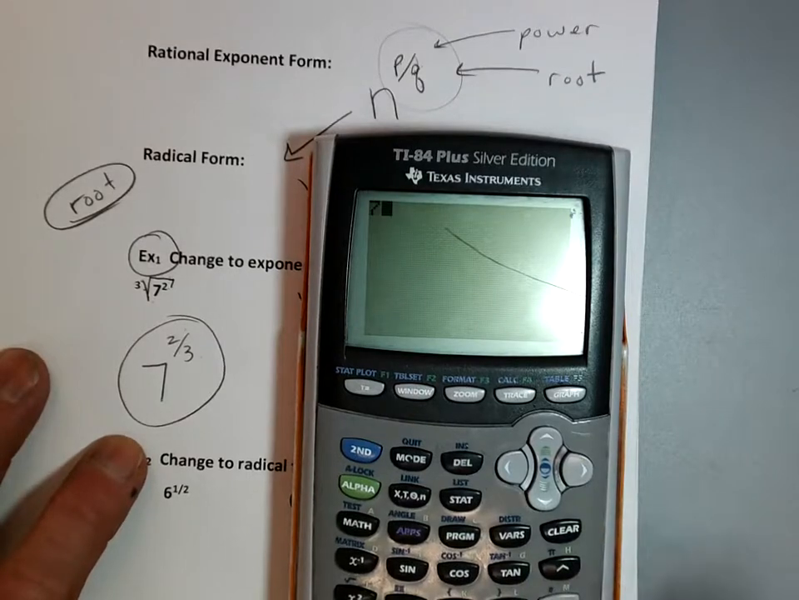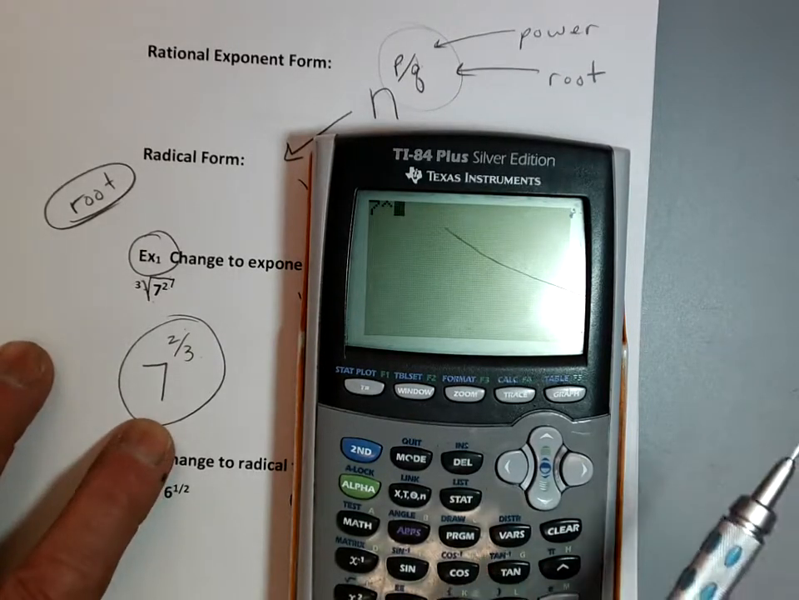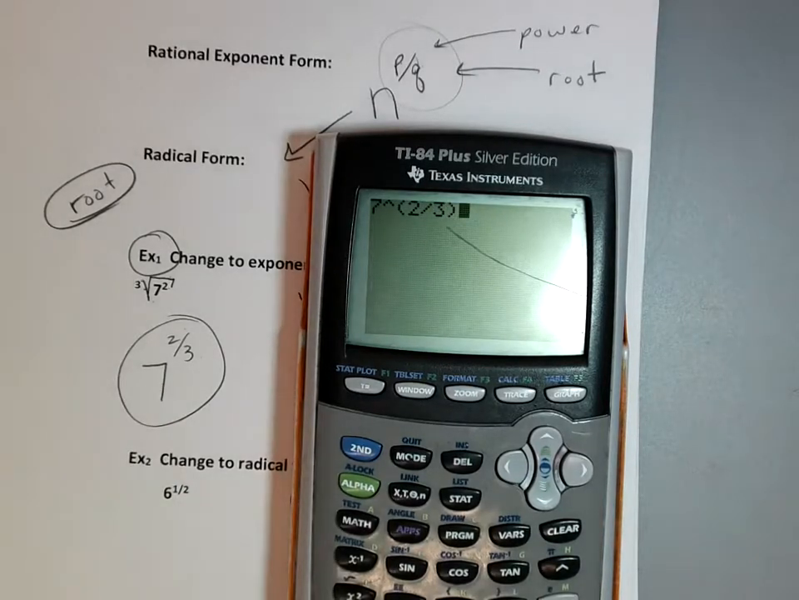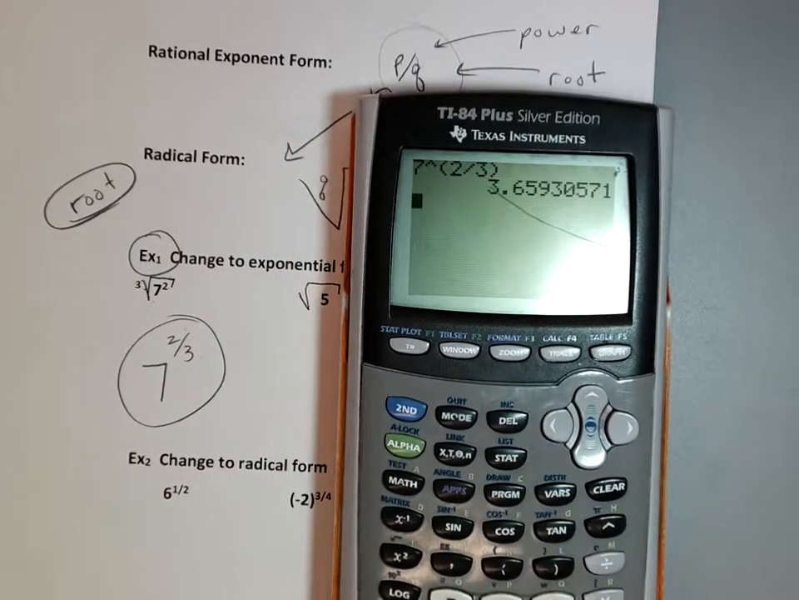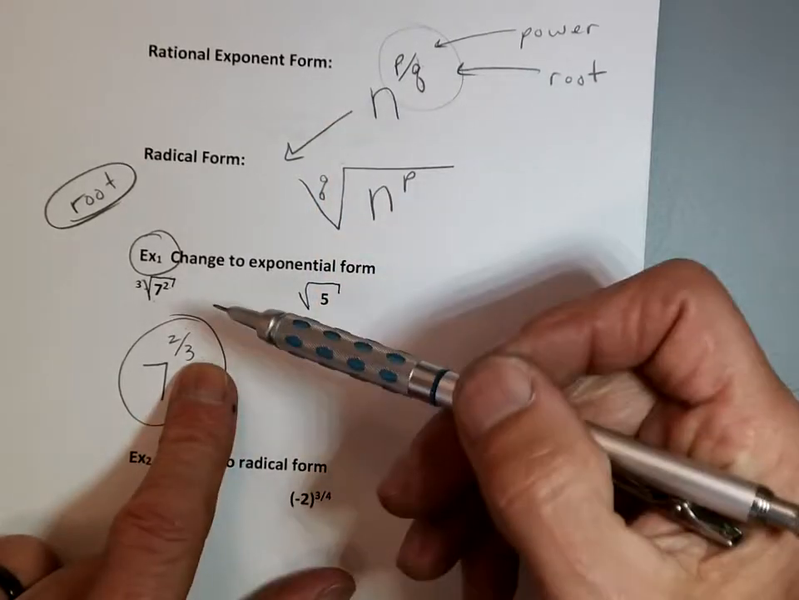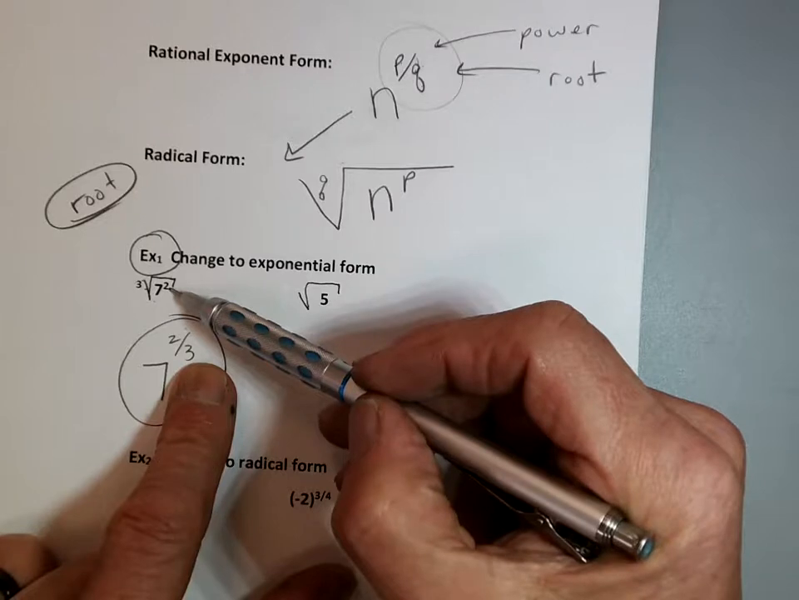You could do it in your calculator. Go, okay, 7 to the power of 2 divided by 3, right? That's 7 to the 2/3. And it's some really ugly decimal, but you can do it. So what we did is the same thing as the cube root of 7 squared, okay?